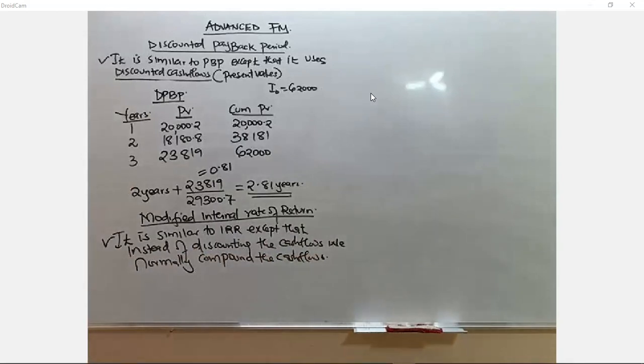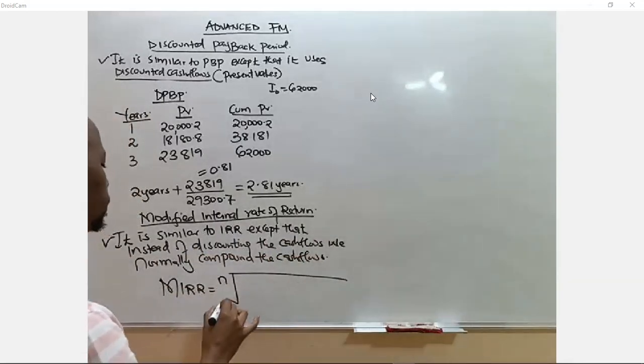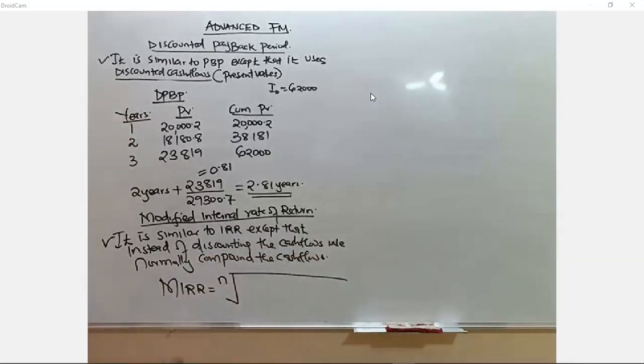So how do you normally get the MIRR? To get the modified internal rate of return, we normally place our number of years here outside the brackets. Then we look at the total future values.